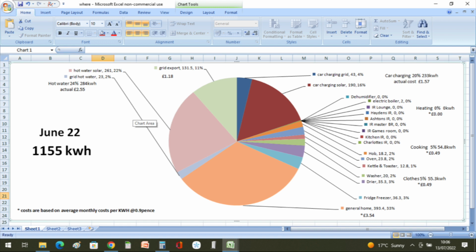The general home, so that's everything we haven't got monitored, used 393 kilowatt hours, or 33% of our energy usage, at a cost of £3.54. And finally, our hot water was 24% of our available energy. 261 kilowatt hours of that came from the solar, and we did draw a bit from the grid over a couple of nights of 23 kilowatt hours. But altogether, that came to 24% at a cost of £2.55.